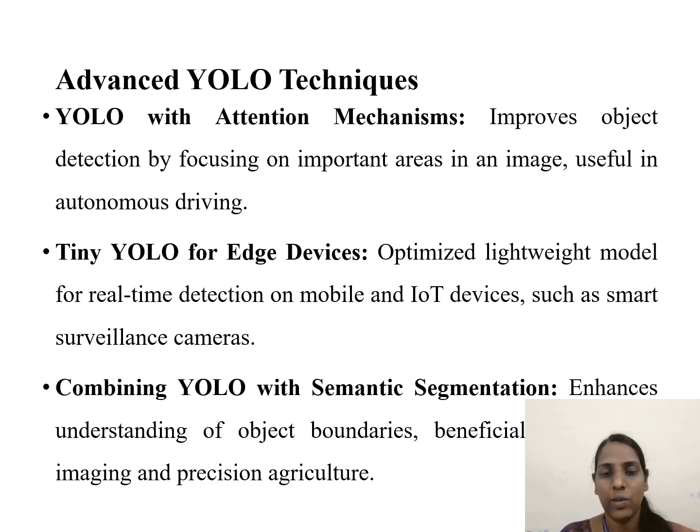Then combining YOLO with semantic segmentation enhances understanding of the object boundaries and improves the precision. The precision level will improve if we go with semantic segmentation. These are all the advanced YOLO techniques. Mainly three: one is attention mechanisms, then we use edge devices for tiny YOLO, then we use the segmentation mechanism with YOLO.